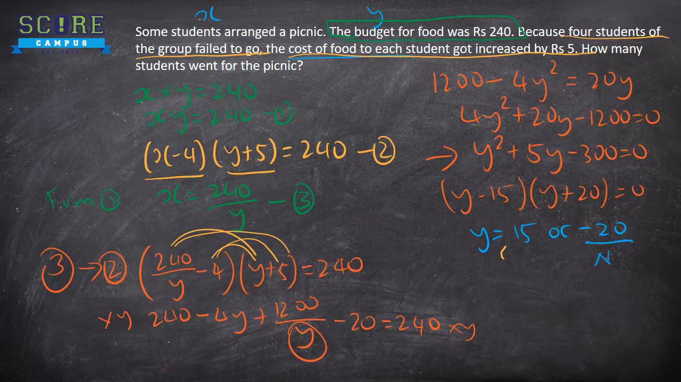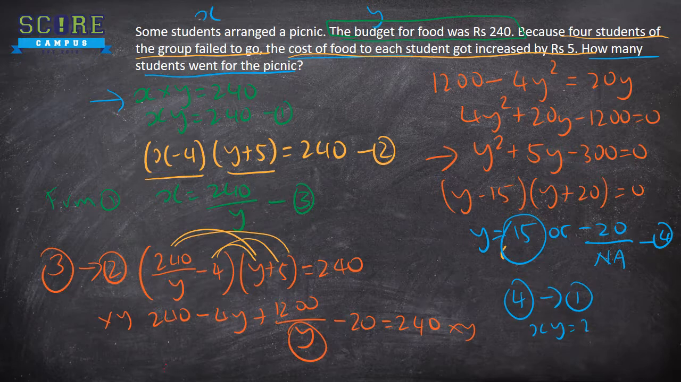Now minus 20 is neglected. Why? Because y is the cost of food per student. You can't be paying minus 20 rupees. So that means each student paid 15 rupees. Now your question is, how many students went for the picnic? So you can sub it into here. This is equation 4. You take 4, you sub it into 1.